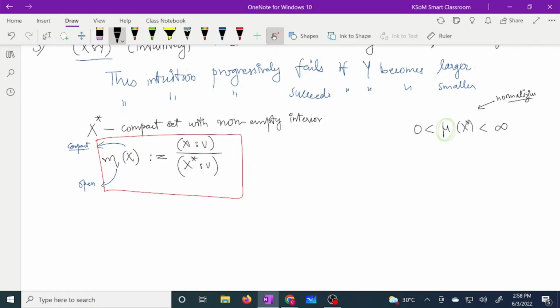So we choose a set x star which we expect to have non-zero, non-infinite measure. It should be in between, so that I can invert it. Another way to do this is that whatever Haar measure you give me, I will consider mu of E, where E is any Borel set, divided by mu of x star.